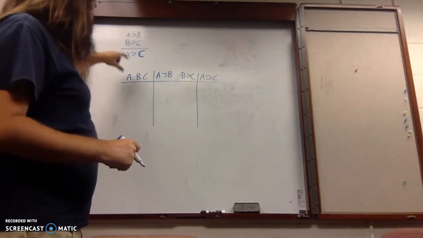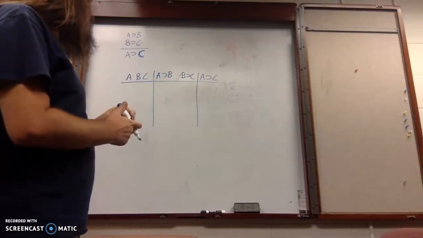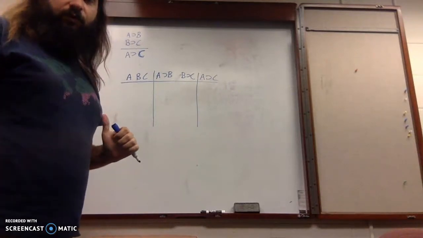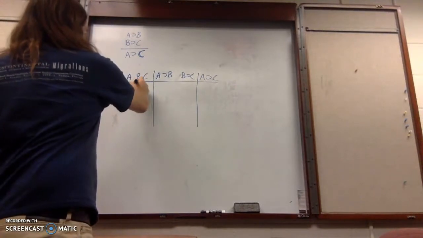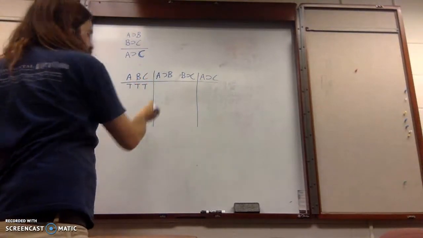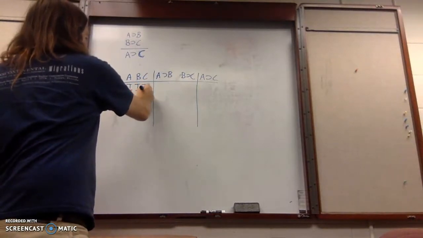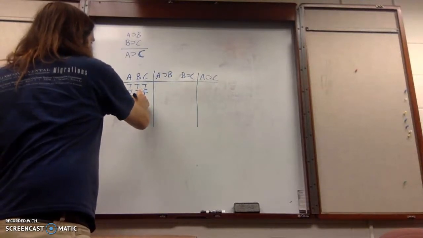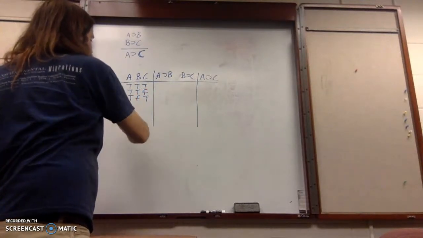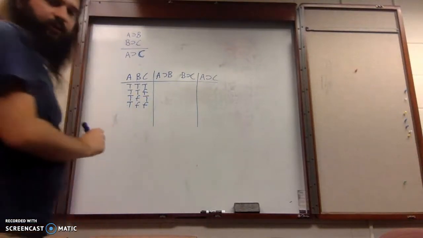First, we note that we have three different propositions here. So we're going to need more than just four different rows. There's a situation where A is true, where B is true, and where C is true. There's also a situation where A is true, and B is true, and C is false. There's a situation where A is true, B is false, and C is true. And there's a situation where A is true, and both B and C are false.